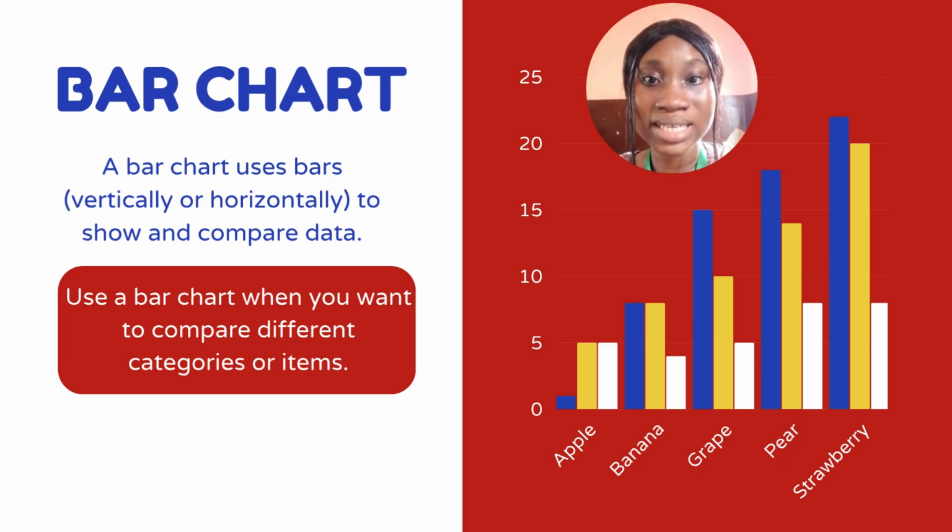Your bar charts are used to show and compare data. So when you want to compare different categories or items, you make use of bar charts. And over here you can see the picture. So this is what it looks like. We're trying to compare people that love banana, apple, grape, pear, strawberry. So we have all of those different colors showing, and you can see that some are small, some are big, some are equal. So that is just used to compare different categories or items.